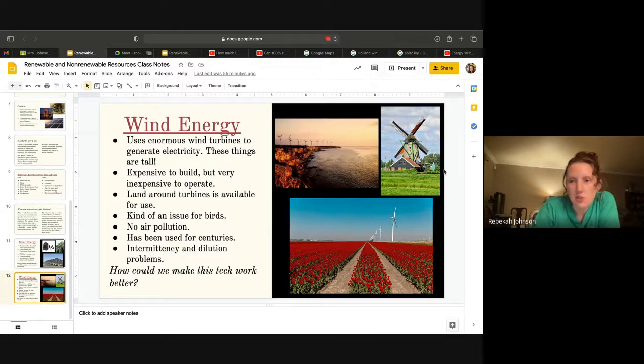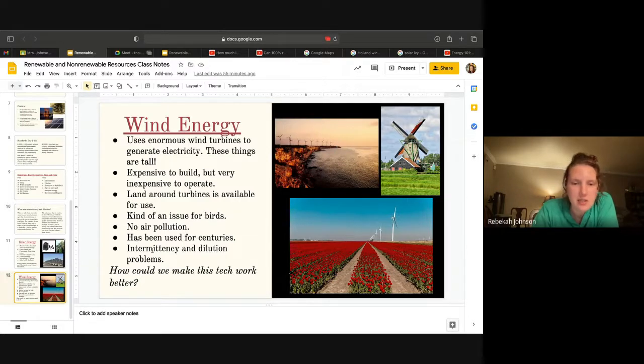It's been used for centuries, actually. If we look here, we see an old windmill. This is an image we should all be pretty familiar with. These used wind energy to, rather than turn a turbine to create electricity, turn a large stone, what's called a grist, inside and grind different grains and crops and things like that. So, we've been using wind energy for a while.